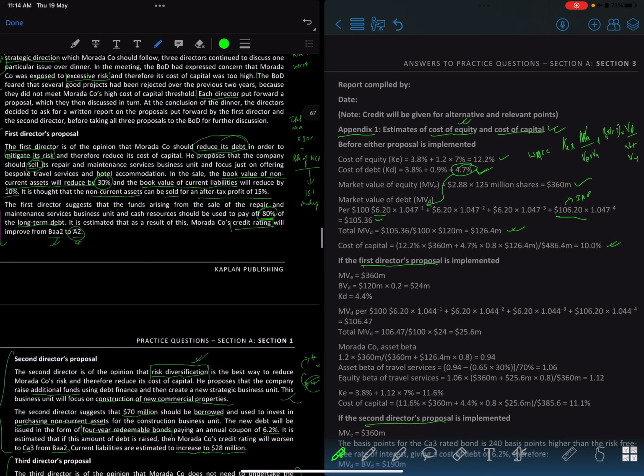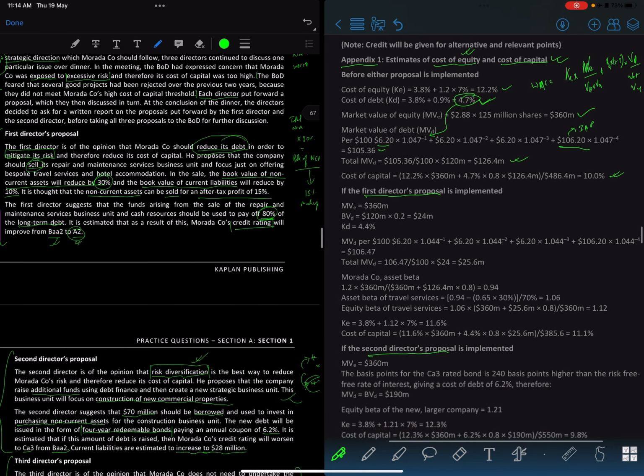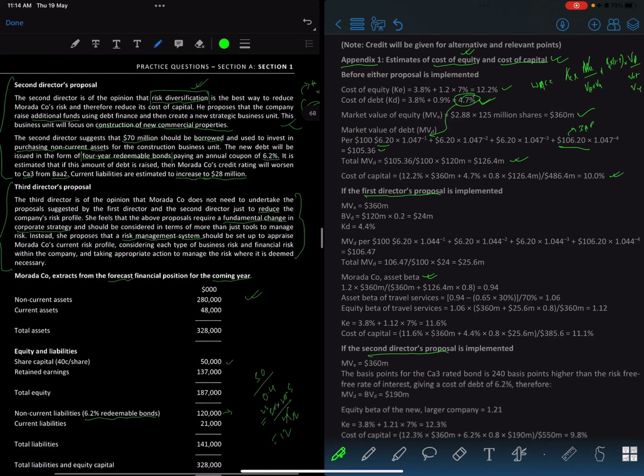So for that, we need the asset beta. You see, in this section what we are doing is selling off the repair business, right? In order to get KE, in the formula we need RF plus beta equity times your risk premium, right? So for that case, we need this beta. So in order to find that beta, what do we need? What's the beta that we have right now?